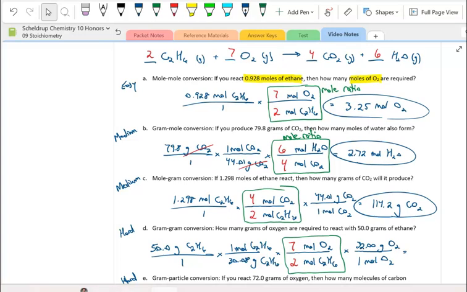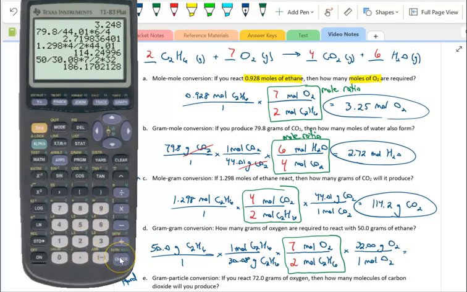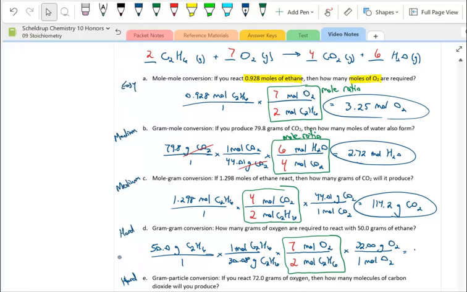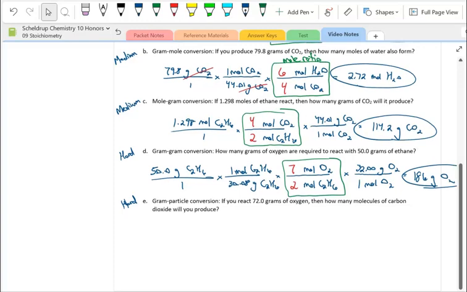My given was 50, which is only 3 significant figures. So 50 divided by 30.08 times 7 divided by 2 times 32 gives me a final answer of 186. I'm going to keep just those first 3 digits. 186 grams of O2 is my final answer. Double molar mass conversion there. So again, we're just adding steps to make these problems more difficult.